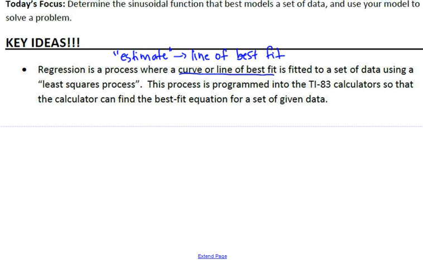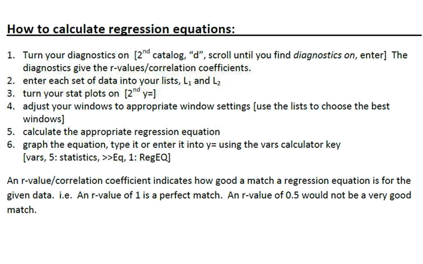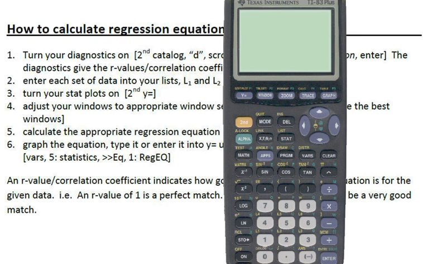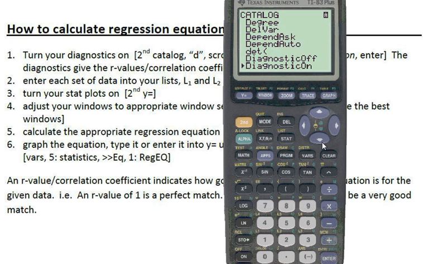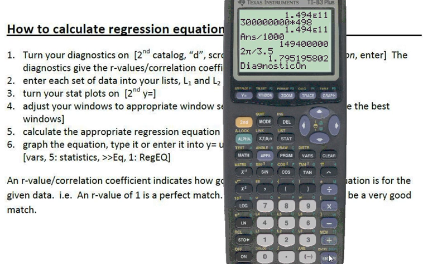And so we are going to now do sinusoidal regressions. One last regression and then no more, I swear. It's our last lesson. So how do you calculate your regression equation? Well, turn your diagnostics on. Do you remember how to do that? You're going to have to remember all this stuff. Second 0. We want to go to our catalog. It's D, so you might want to push alpha D so you can get there quicker, and turn our diagnostics on. Then push enter and it should say done. We always have to turn our diagnostics on.